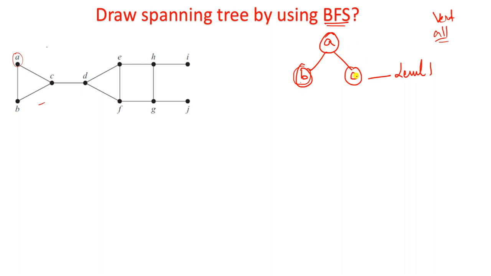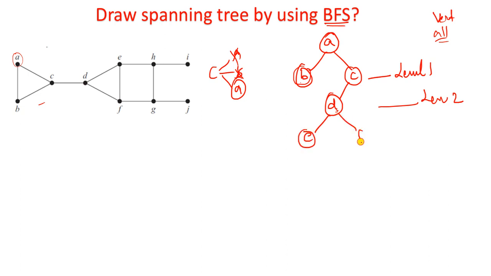C. C has A, B and D. A and B are already visited, so what do we take? D. So D is a left child. Next, come to the next level. This is our level 2. In this level D is our new element. Explore D. D is incident with E and F. C is also there, but C is already visited. So D has E and F. Right, completed. Now come to the next level.